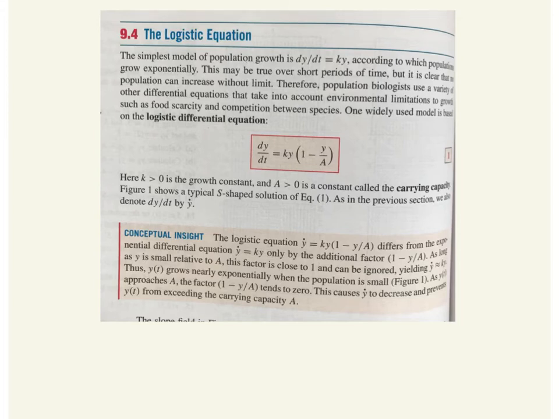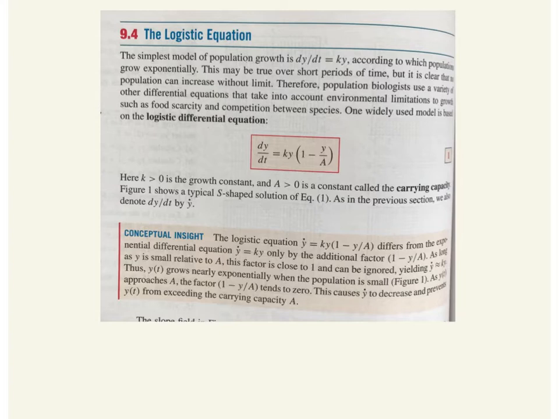Hi everybody, 9.4 is the logistic equation, and most of this pertains to looking at population growth. Essentially, the simplest model for population growth has always been dy over dt equals k times y. But that suggests that these populations grow exponentially, and of course that's not true, right? A population cannot increase without limit. There's lots of things to take into account, such as food scarcity, competition between species, etc.